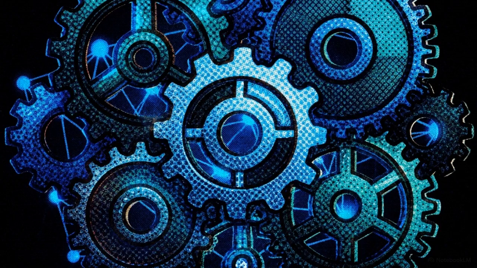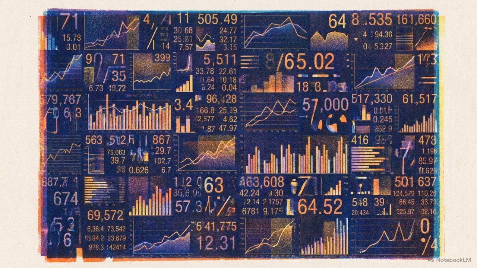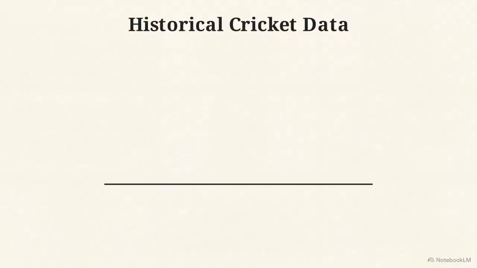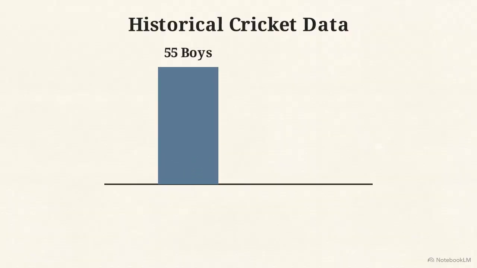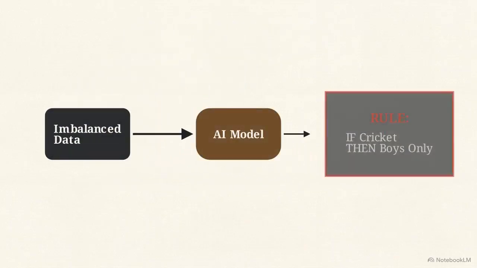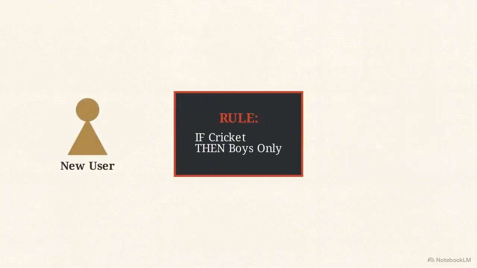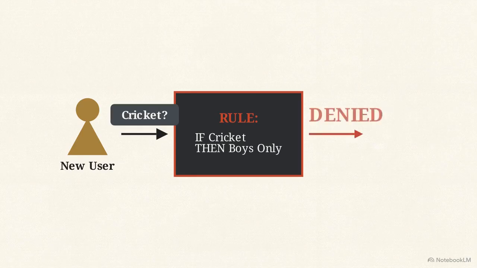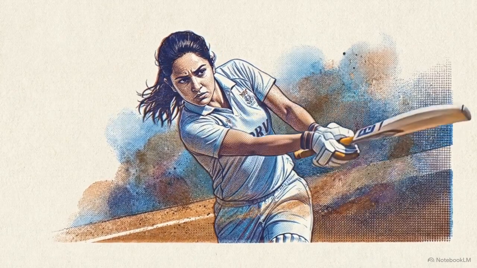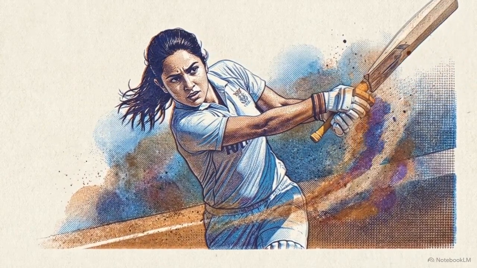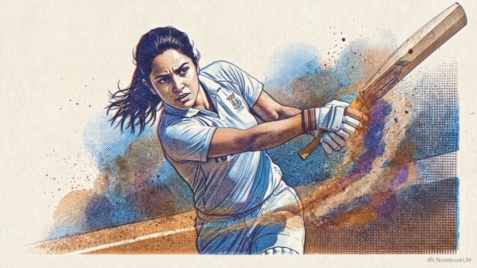To fix this, we have to understand how an AI learns. These systems don't possess human reasoning. They identify statistical patterns within massive datasets. This historical data shows 55 boys played cricket, compared to only 15 girls. The AI converts this imbalance into a rigid mathematical rule, associating cricket exclusively with boys. When a new girl asks for a recommendation, the AI denies her request based on past patterns. The system cannot evaluate her individual talent or interest. It is simply enforcing a statistical average from the past.